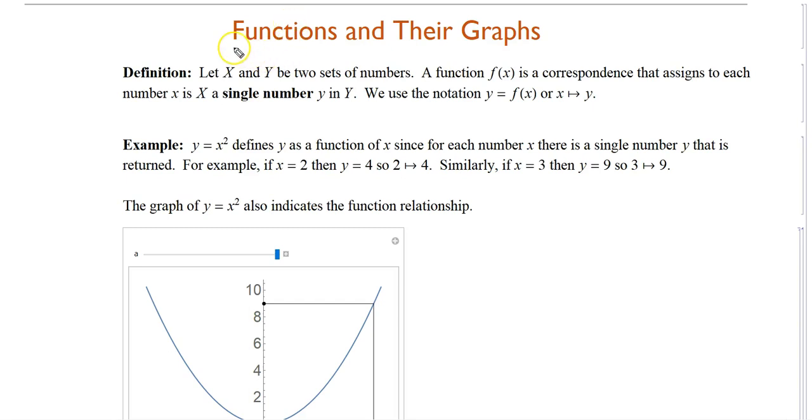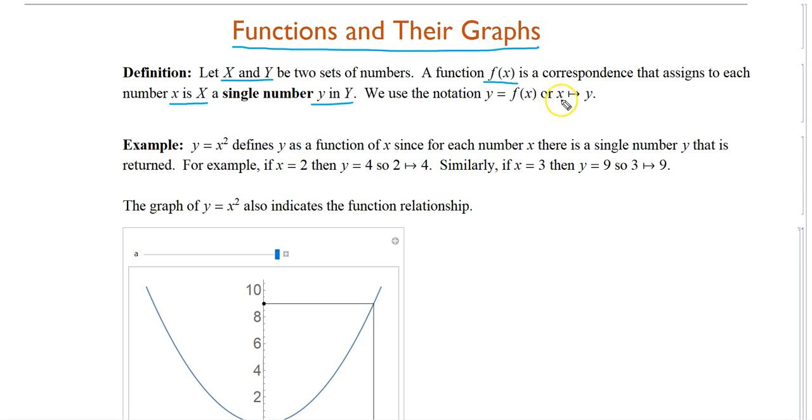In this lesson, we're going to review functions and their graphs. So let's first review the definition of what a function is. If we're given two sets of numbers, x and y, a function, denoted by f of x, is a correspondence that assigns to each number x in the set x a single number y in the set y, and we use the notation y equals f of x to denote that correspondence.